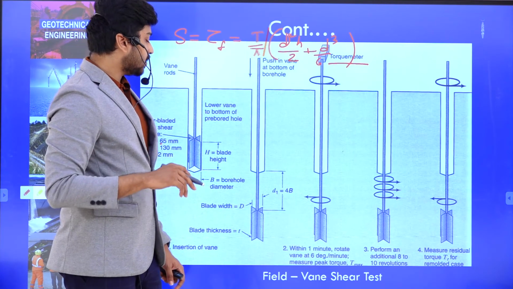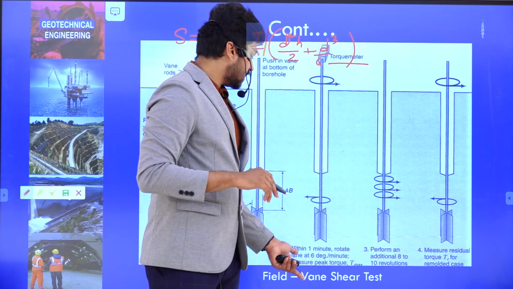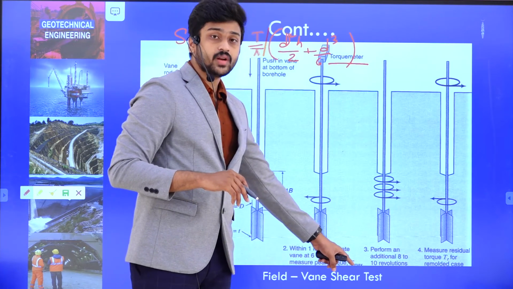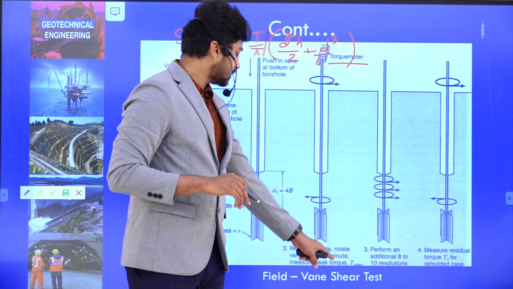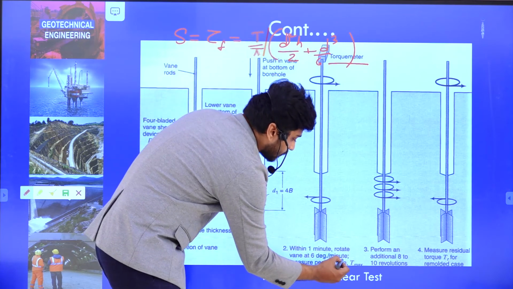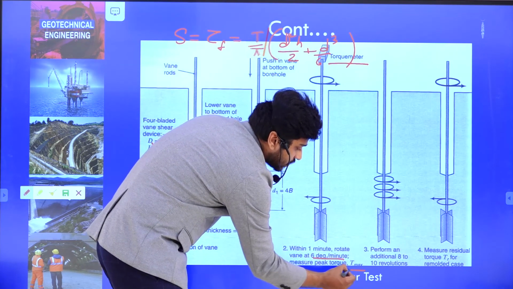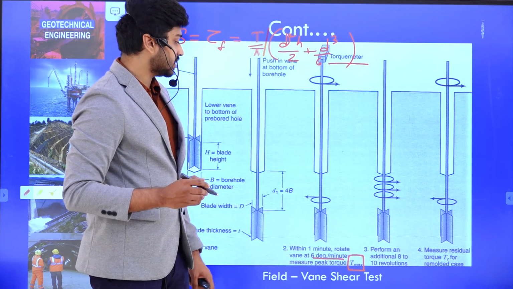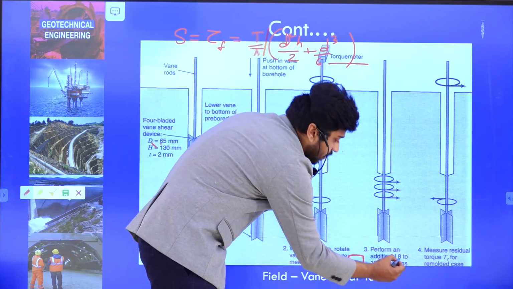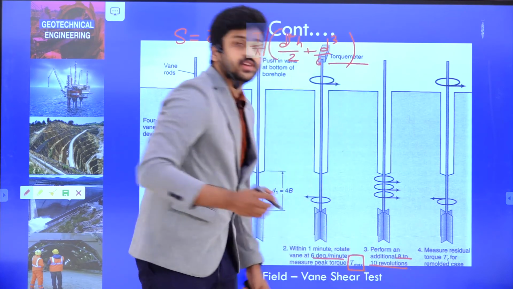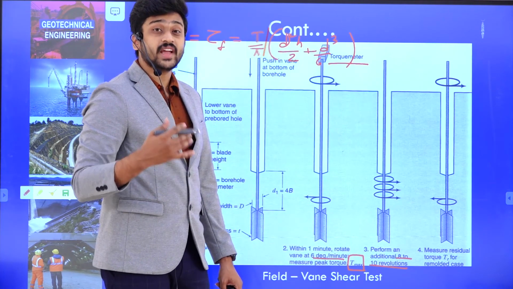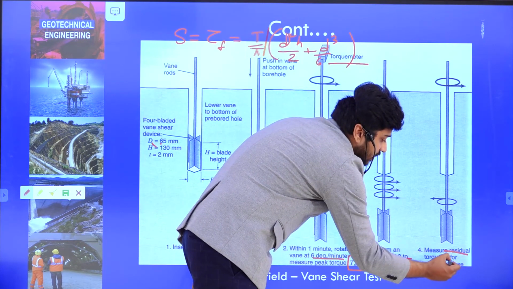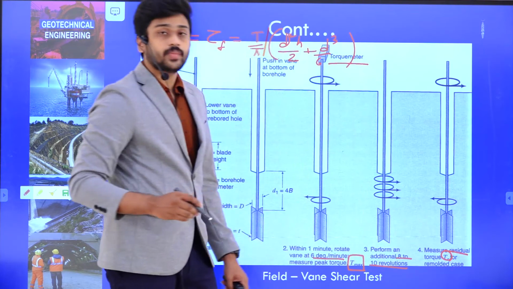Here one thing you need to understand: whenever it is penetrated initially, within 1 minute it has to rotate at 6 degrees per minute, and then the peak value is measured. The peak value T max is measured. Later it is performed with additional 8 to 10 revolutions, and finally the residual torque TR is obtained.